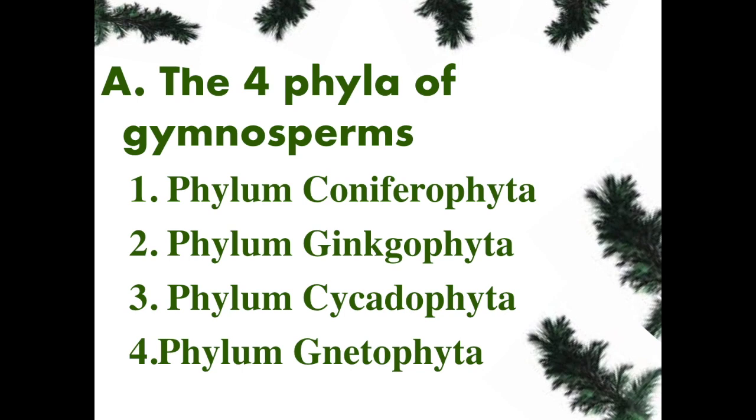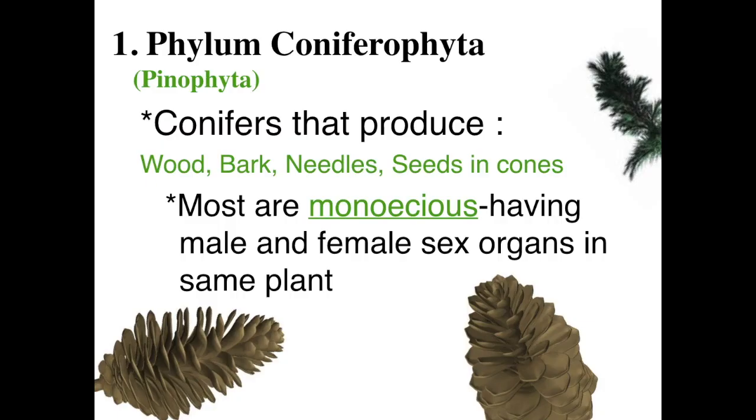The 4 phyla of gymnosperms are Coniferophyta, which are your conifers. Then you have Ginkgos, Ginkgophyta, Cycads, and Gnetophytes. Conifers, or Pinophyta, are your pine trees. These conifers have not just cones, but they have needles. Most of these are monoecious, meaning the male and female sex organs are on the same tree. So on one tree, it has a male organ and a female organ.